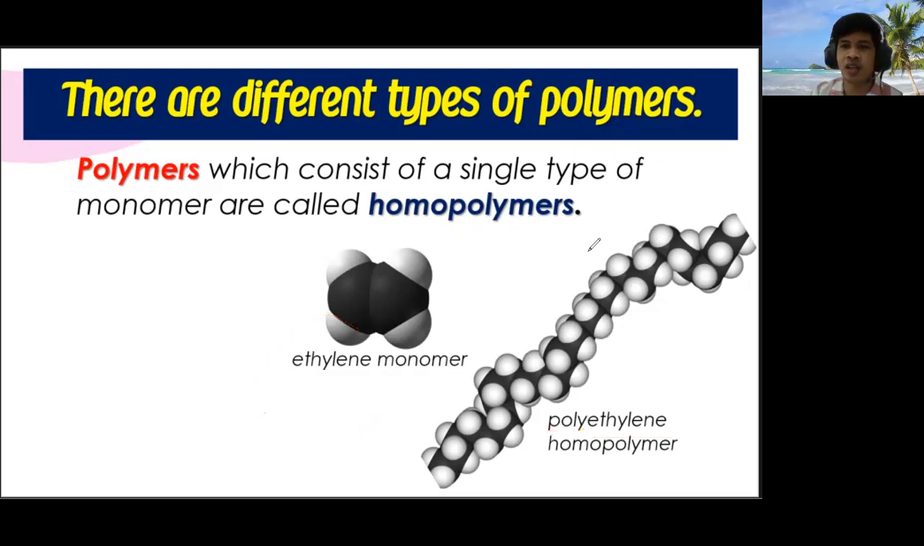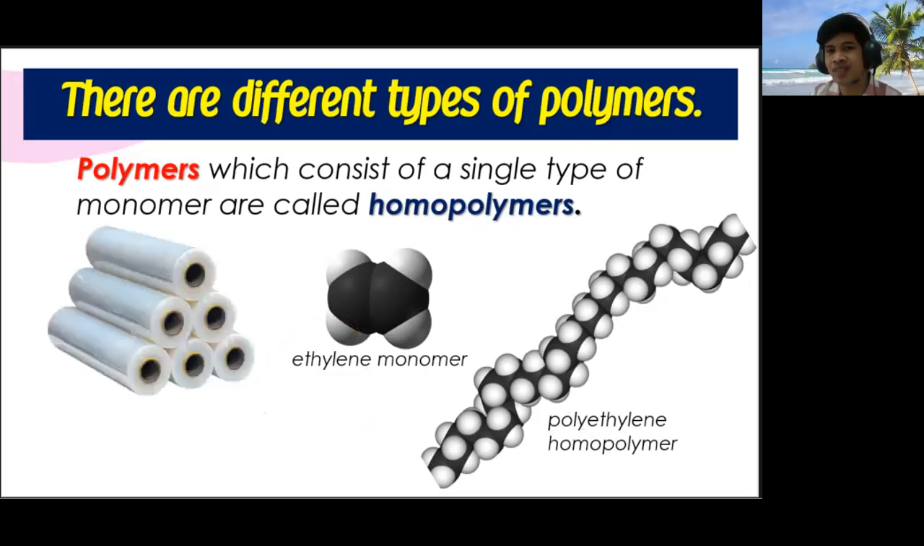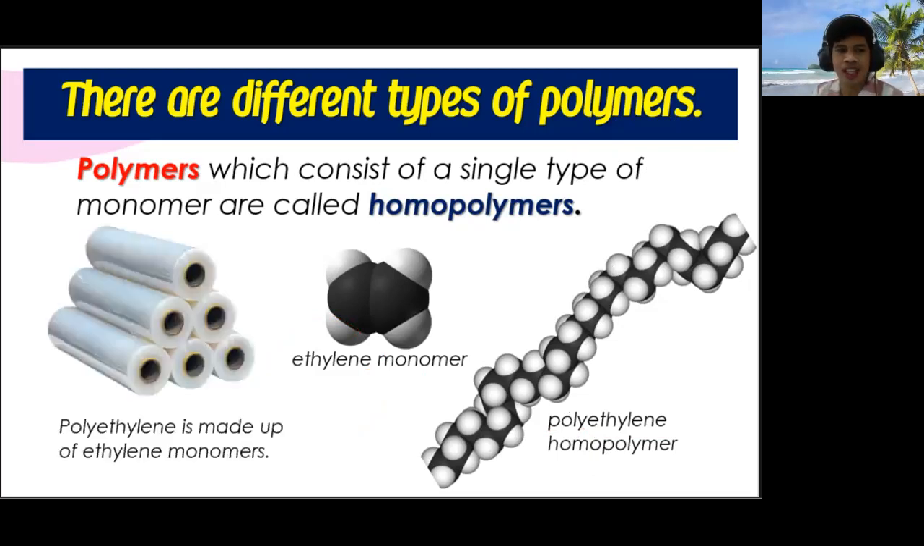Example: polyethylene homopolymer. Polyethylene is made up of ethylene monomers. For example, this one is a plastic food wrap. Plastic food wrap is polyethylene, made from ethylene monomer. So that is a homopolymer.